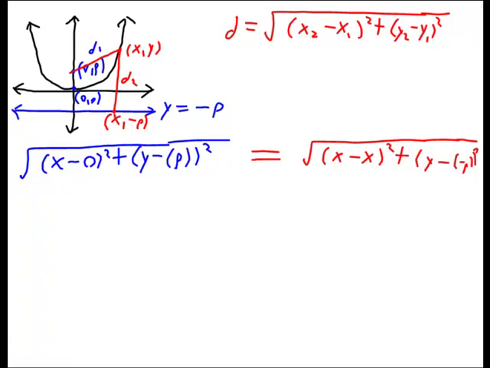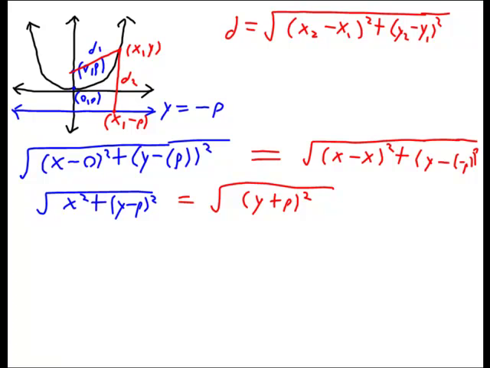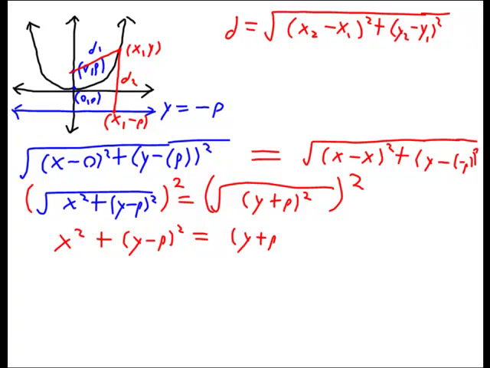So what can we do to try to get a standard equation? Well, let's first simplify this. On the left side we get the square root of (x minus 0) squared, which is just x squared, plus (y minus p) squared. And on the right side, when we simplify, x minus x will be just 0, and that's simply y minus negative p, which will be y plus p, squared. So now if we want to solve this and get it into a standard form, let's square both sides of the equation. We just clear those radicals. We'll get x squared plus (y minus p) squared equal to (y plus p) squared.